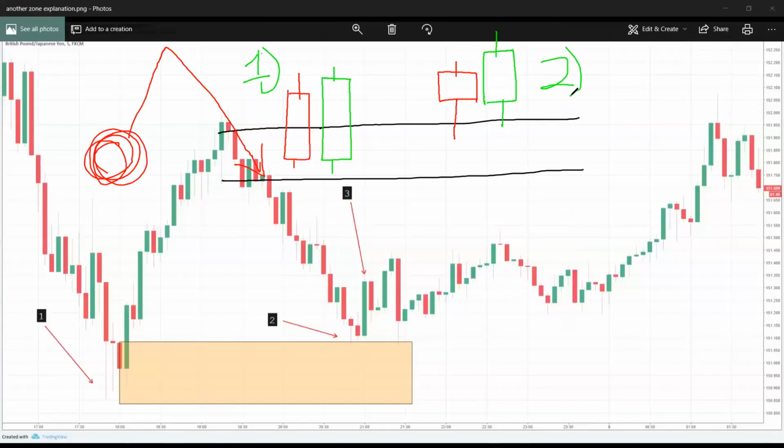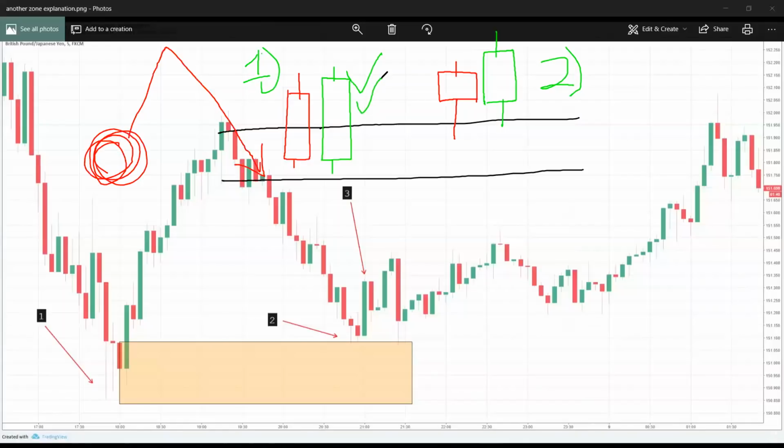Okay? So in setup 1, this is the best kind of setup that you can anticipate. That's because the price came into the zone, closed inside the zone, and then the next candle closed outside the zone. Okay? So to me, if I was to take a trade, and I saw such a setup, I will definitely take a buy.